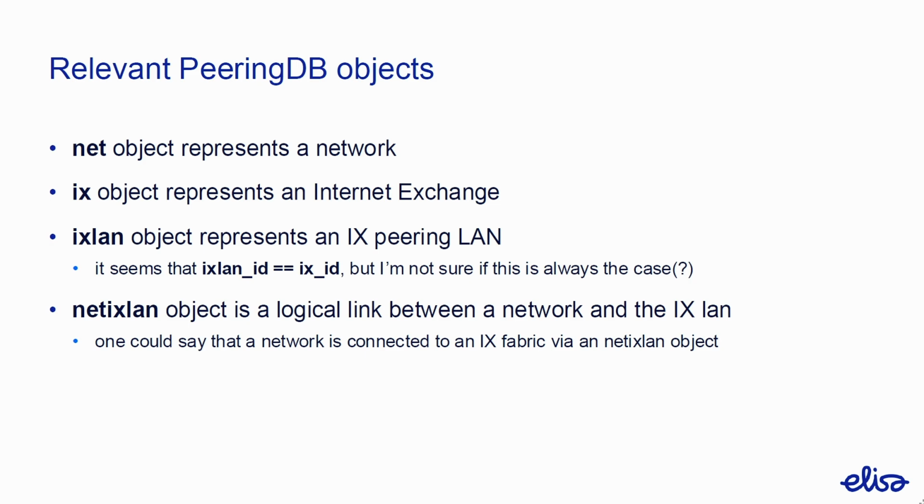And finally, NetIXLAN is the most important object, at least in our automation framework. This is the object that is kind of the logical glue between a network and the IX. So each network is basically connected to an IX via a netixlan object.